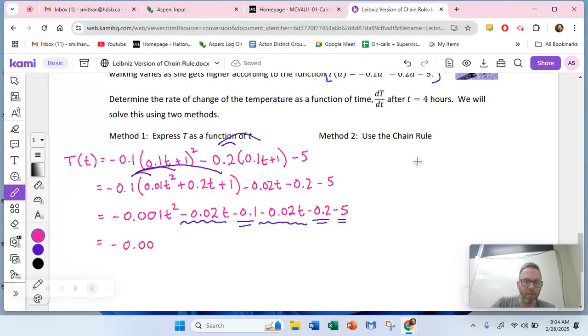All right, we did it. Negative 0.001 t squared minus 0.02 t, and another one makes minus 0.04 t. And then minus 0.1, minus 0.2, minus 5, minus 5.3. I think that's good. Now, that wasn't fun to do, but it really is just grade 10 expanding and collecting like terms. Shouldn't be a huge deal for us.